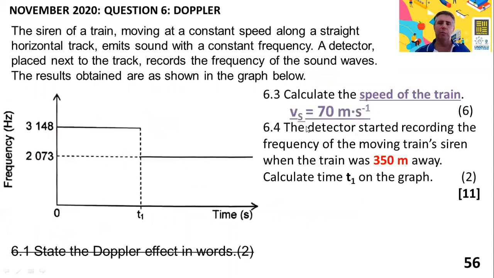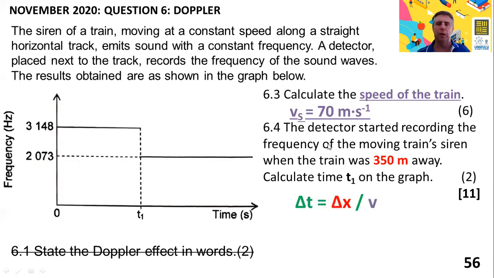So we've calculated the speed of the train in 6.3 was 70 meters per second. A final question for 2 marks. The detector started recording the frequency when the train was 350 meters away. Calculate the time t1. So they're really asking you, how long would it take this train to cover a distance of 350 meters at a speed of 70 meters per second?